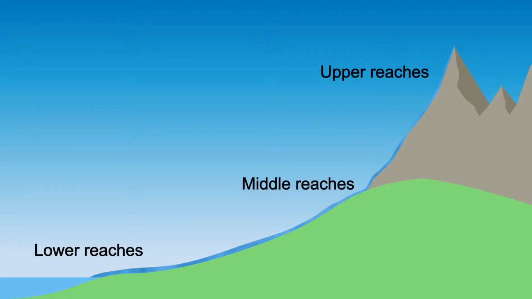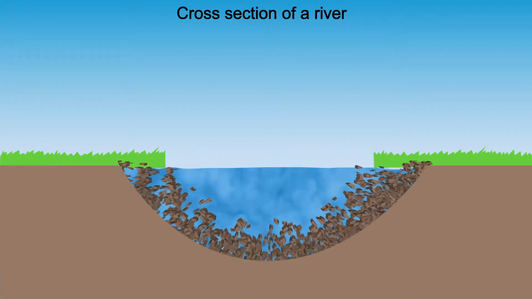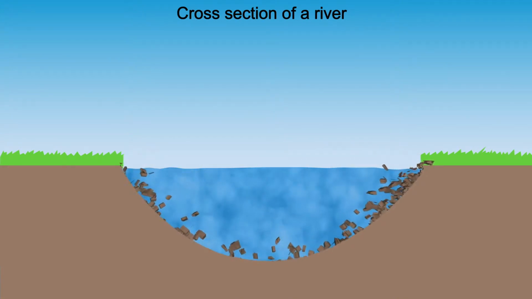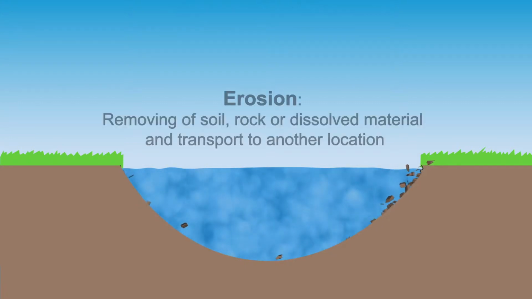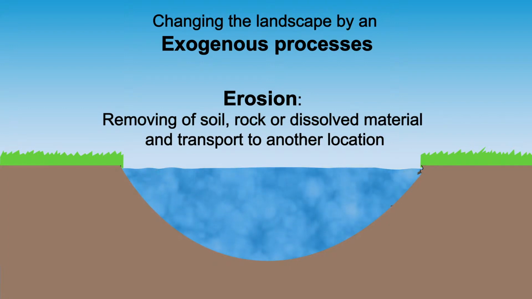The velocity of the water works like sandpaper and causes the surface to break down into small pieces. This material is transported downstream. When the surface falls apart into smaller pieces and the material is transported, it is called erosion. This too is an exogenous force that changes the landscape. Wind, ice and the sea can also erode and transport surface material by their power.